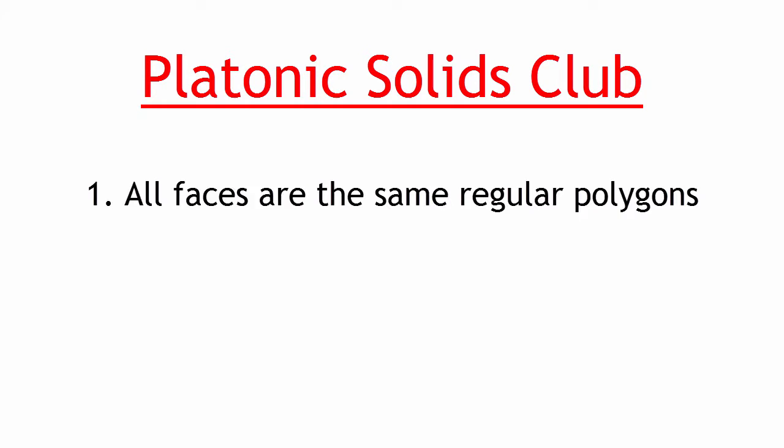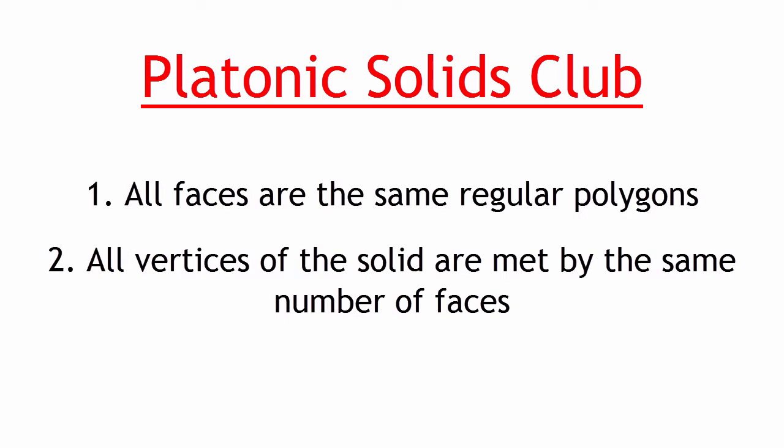And so in order for a solid to be considered as a Platonic solid or a regular convex polyhedron, there are 3 rules that it needs to follow. 1, all the sides of the solid must be the same regular polygon. 2, all the vertices of that polyhedron must be met by the same number of faces. And 3, the shape itself must be convex. And so if a shape meets all of these 3 criteria, it's going to be considered a Platonic solid.